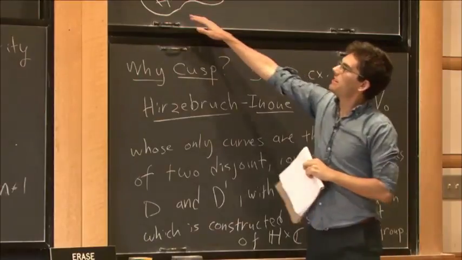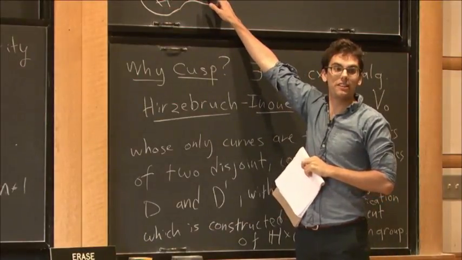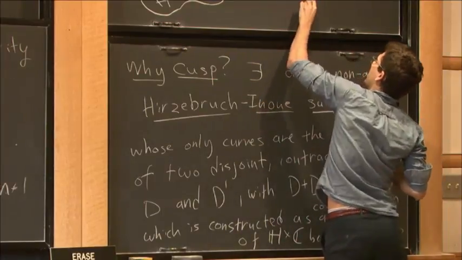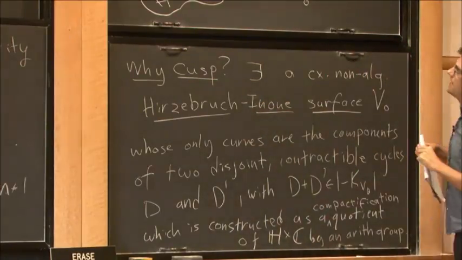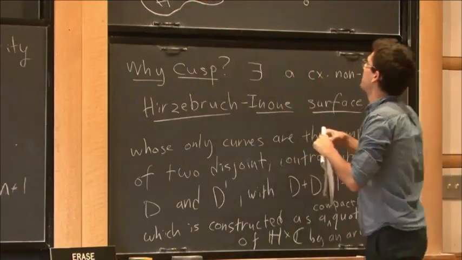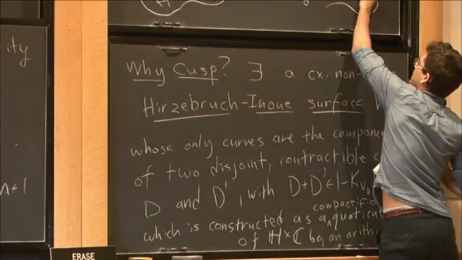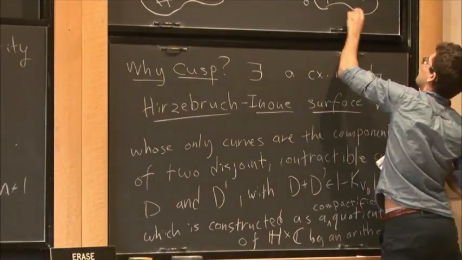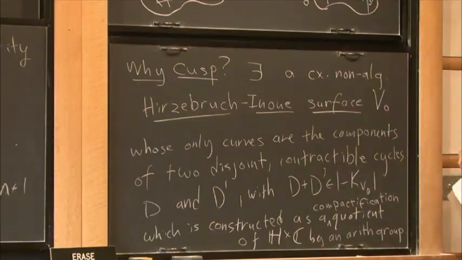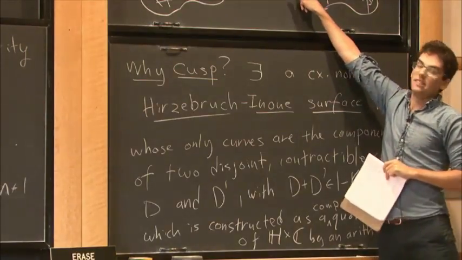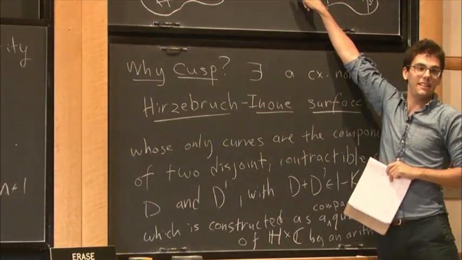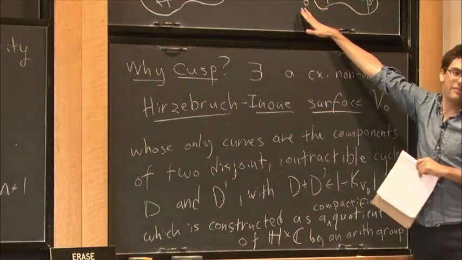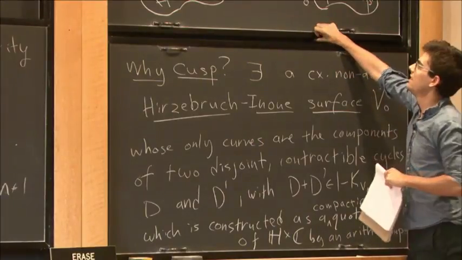So this is my picture of the Hirzebruch-Jung surface. It has two disjoint contractible cycles on it. You could take the contraction, I'll put 2 bars here to indicate that I'm going to contract both cycles to get a surface with two cusp singularities, P and P prime. And this V naught double bar has no curves on it. It has no meromorphic functions. And it's constructed as a quotient of H cross C by this discrete group.